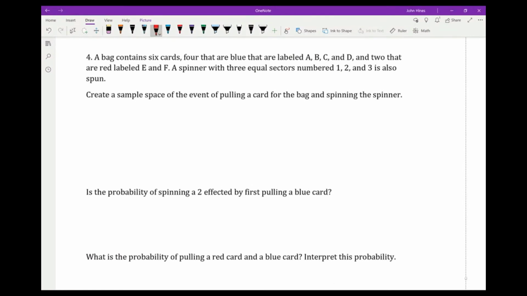So a bag contains 6 cards. 4 are blue, labeled A, B, C, D. And 2 are labeled red, E, F. Then I also have that spinner with 3 sectors. So I'm also spinning that guy there. Create a sample space for the pulling of a card and then spinning the spinner.